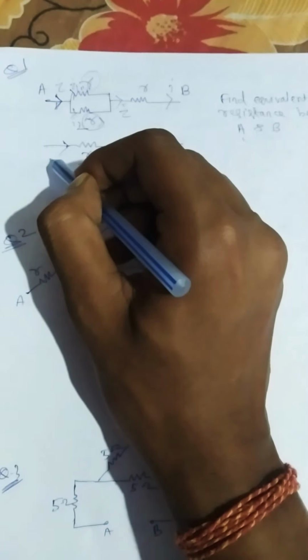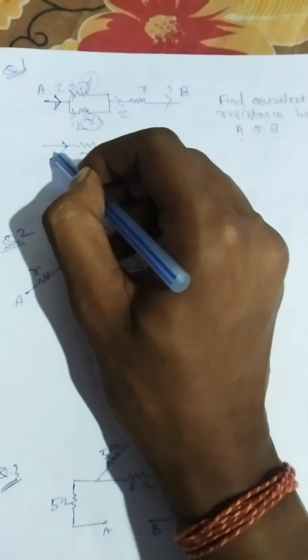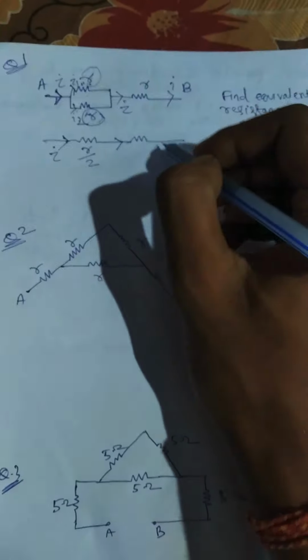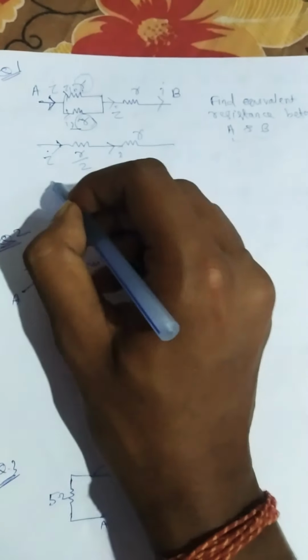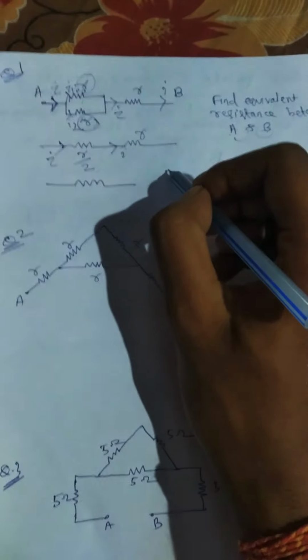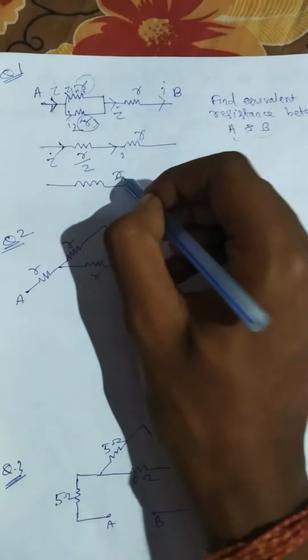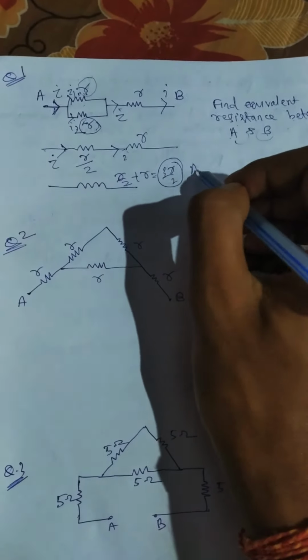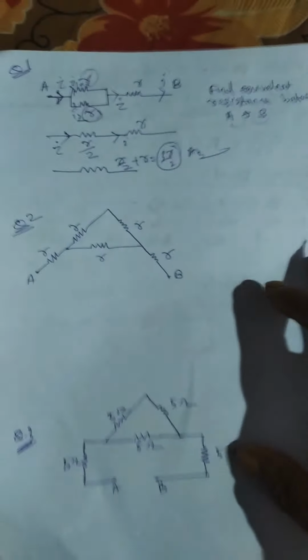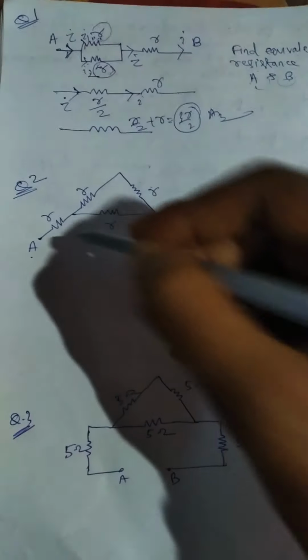See that the current through the R by 2 resistor is I, and the current through the R resistor is also I. So this is a series grouping. R equivalent is simply R by 2 plus R, that is 3R by 2. That's the answer.